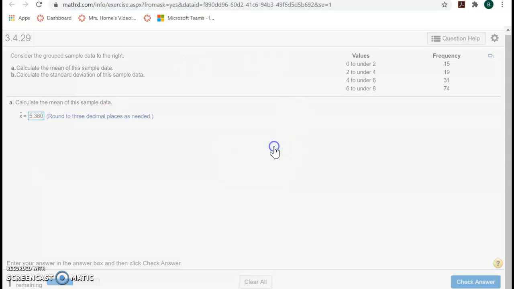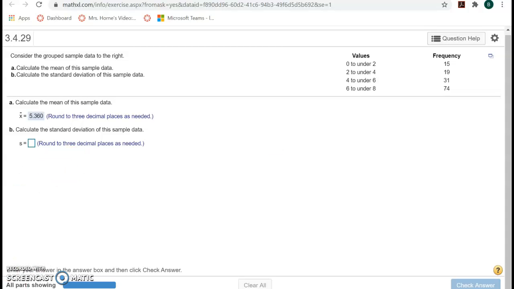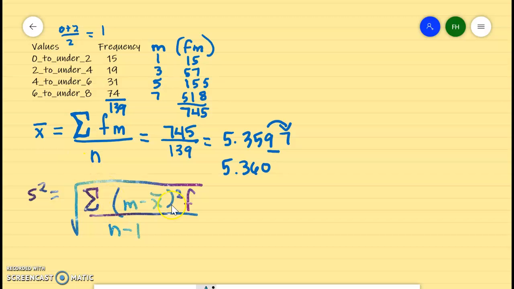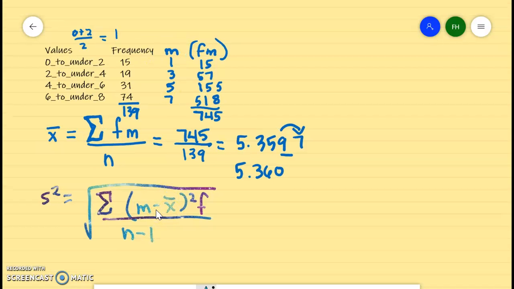Now, the next part is the standard deviation. Okay, so for the standard deviation, it looks complicated, but it's not as bad as it seems. What we're going to do is take the midpoint for each group right here. We're going to subtract the mean. So let's go ahead and make a column for the mean, which is going to be the same because we already calculated that.